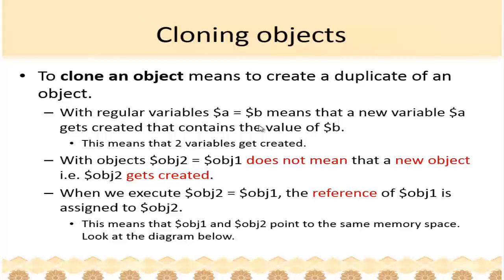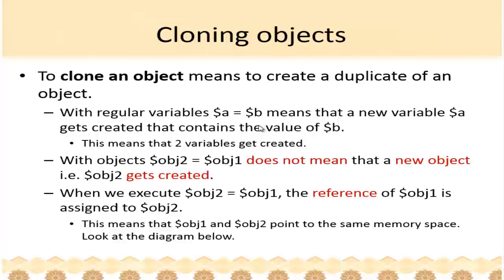Both of them will be pointing to a separate memory location. A copy is what will happen if you do the same thing with the two objects. If you do this, object 2 is equal to object 1, both of them will point to the same object. So only references are copied. This is already familiar.